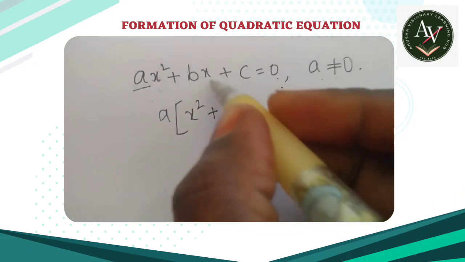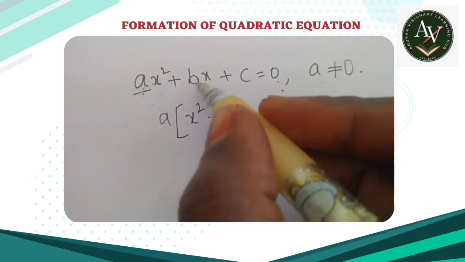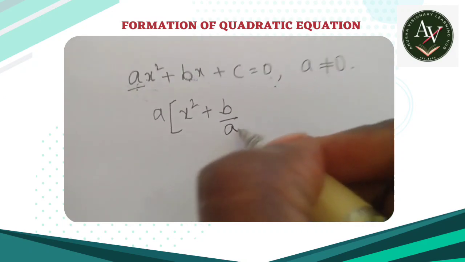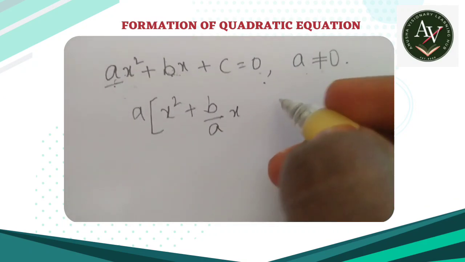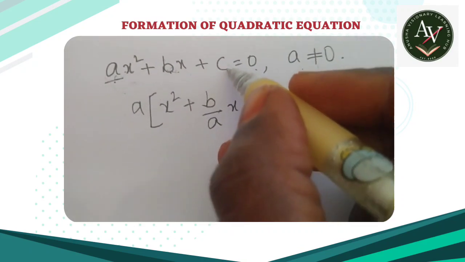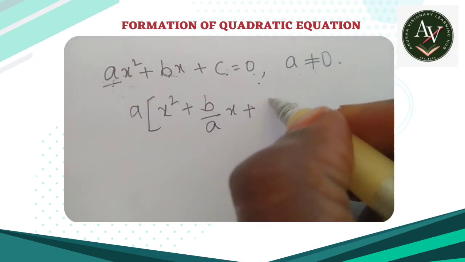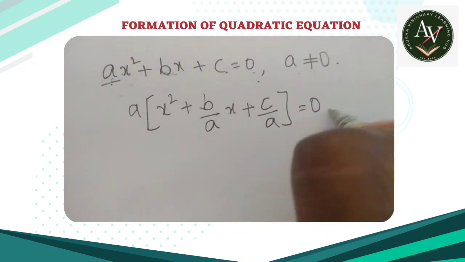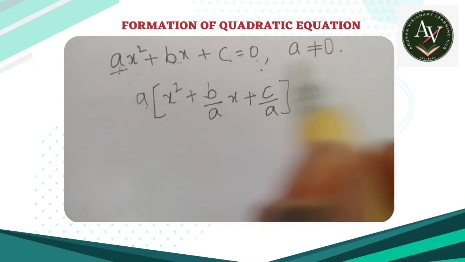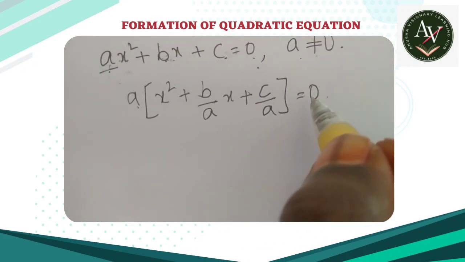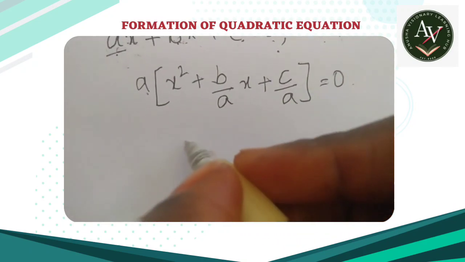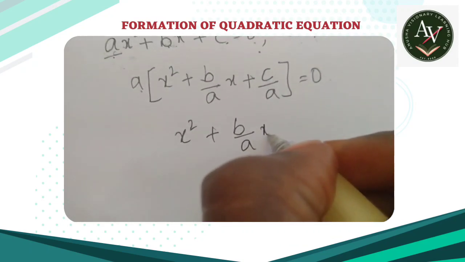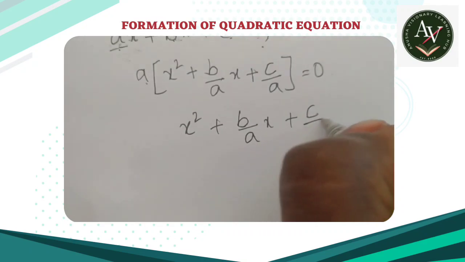x square plus. So we took a common. There is no a term here, so it should be divided by a. Next, here also there is no a term, so we should divide this c by a. Then it will be equal to 0. Now, if you take a to the opposite side, it will be 0. Then this equation will be x square plus b by a x plus c by a.